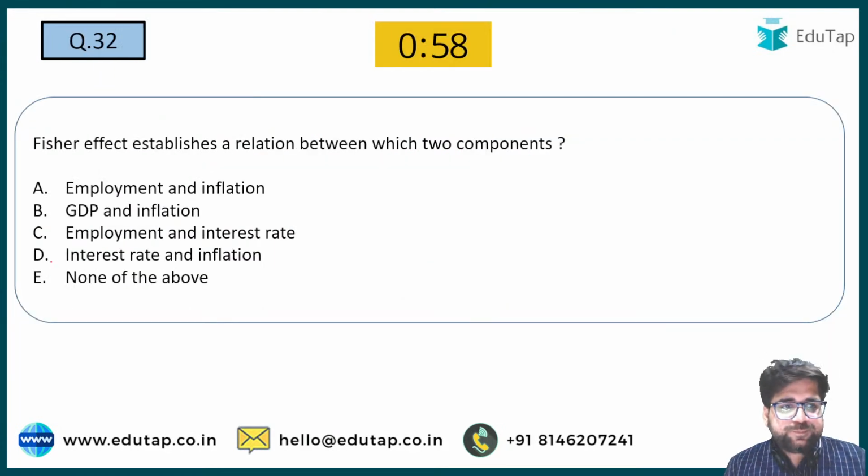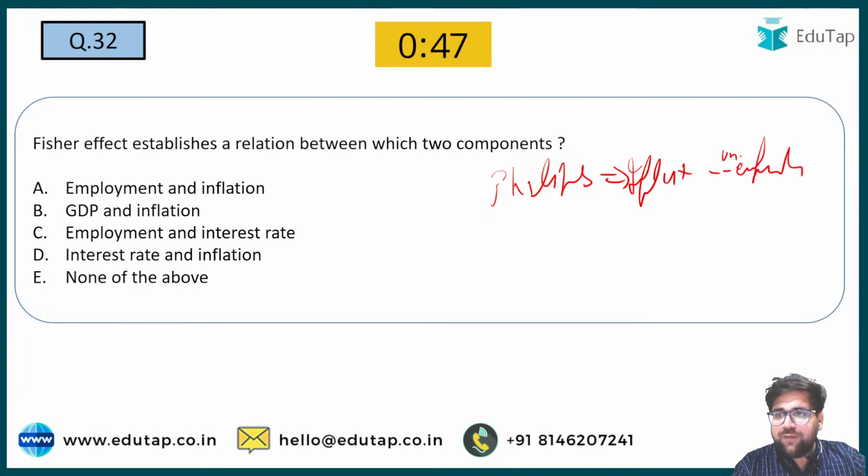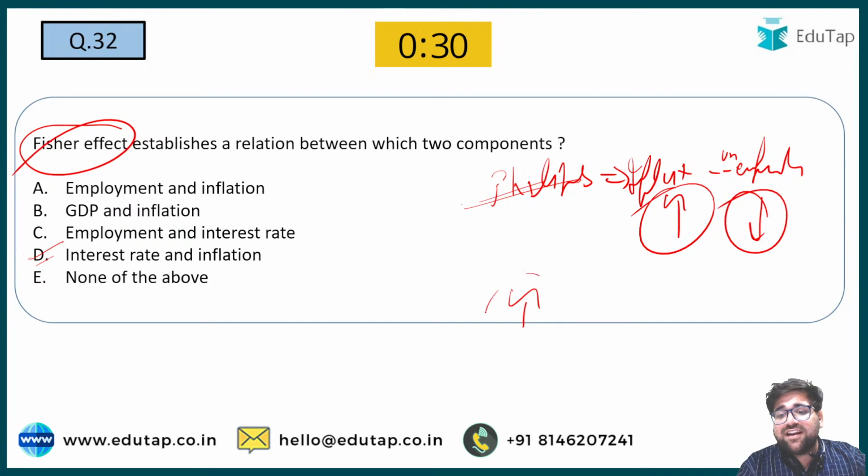Question number 32. Fisher effect. We have the Phillips curve, which explains the relationship between inflation and unemployment, which says that if inflation rises, unemployment will fall. This is the Phillips curve. Now there is also the Fisher relationship, that is the Fisher effect. The Fisher effect relates the interest rate and inflation. It says that if inflation is rising, then the interest rates will automatically adjust.